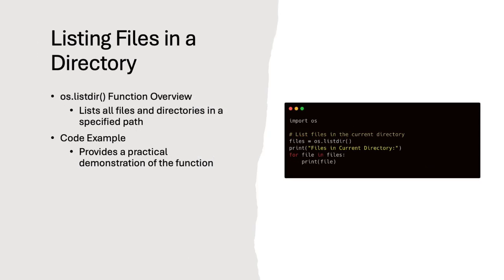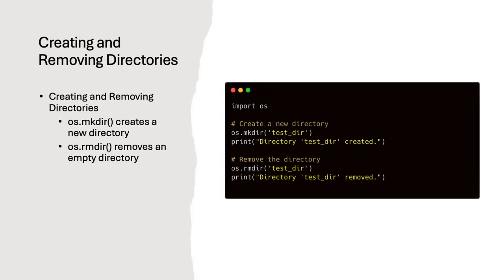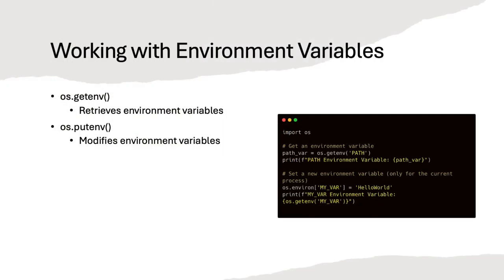The os.listdir function is used to list all files and directories in a specified path. Here is a code example demonstrating its use. In Python, you can manage directories using os.mkdir to create a new directory, and os.rmdir to remove an empty directory.